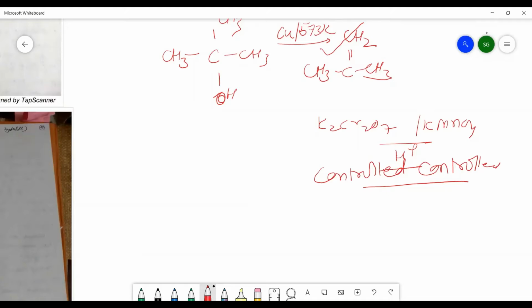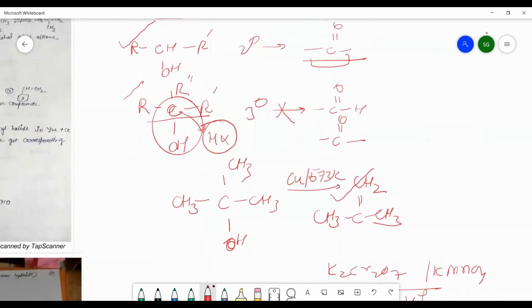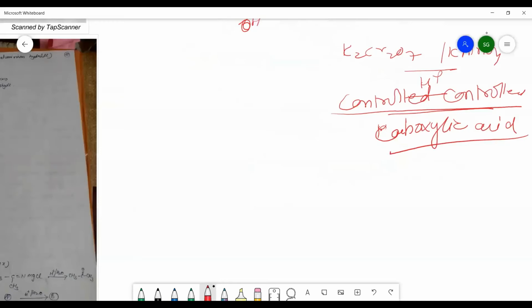Controlled condition में ही aldehyde और ketone बनेगा. Otherwise, we will get the carboxylic acid as a major product if it is not taking place under the controlled condition. Now suppose you can do the reaction.